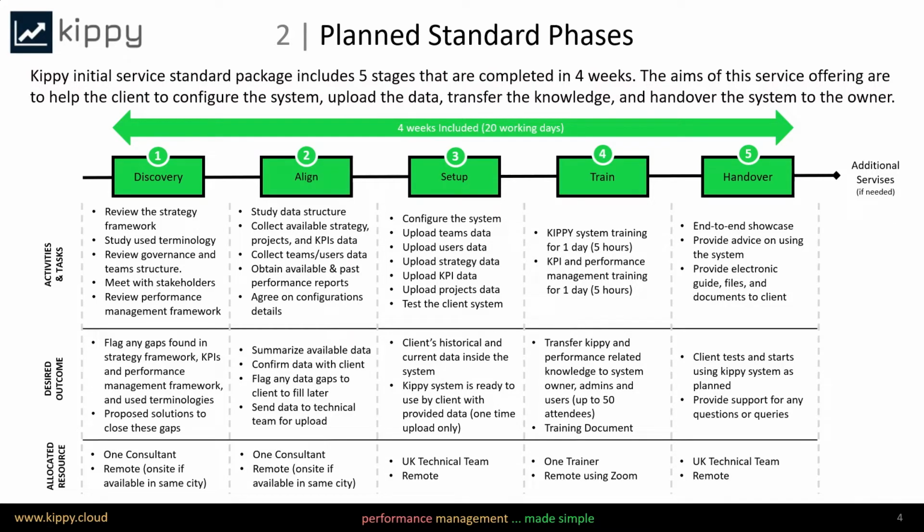We do also training, not only on the system, but also a quick KPI and performance crash course for management for one day, 5 hours each: technical 5 hours for the system, and an additional 5 hours to help everybody understand how the KPI should be done and detailed. So up to 50 attendees, you choose them from the organization. It will be a great training. Remotely, it is done using Zoom.